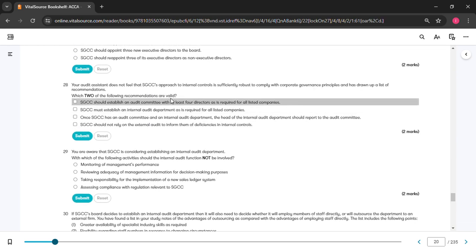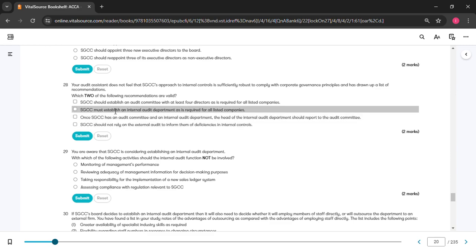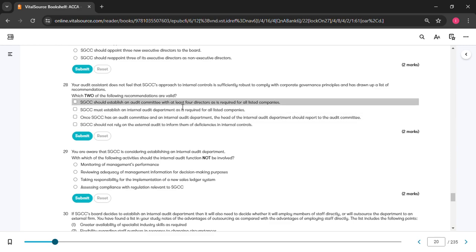What recommendation will you give? SGCC should establish an audit committee with at least 4 directors, as is required for all listed companies. Who is on the audit committee? It consists of independent non-executive directors only. Independent non-executive directors only, no executive directors. So the first option is not applicable.